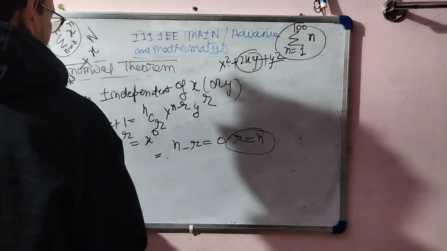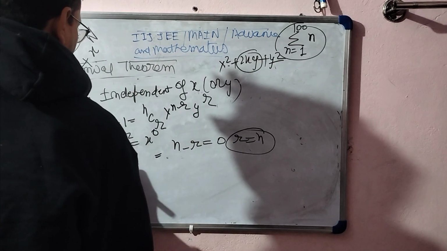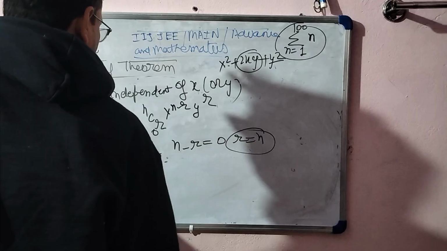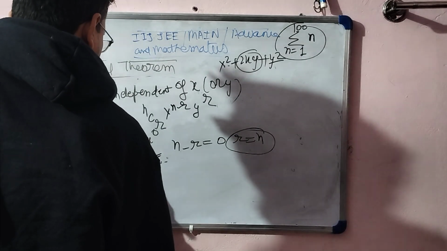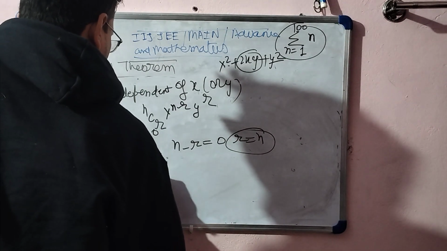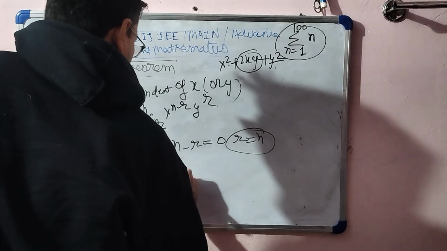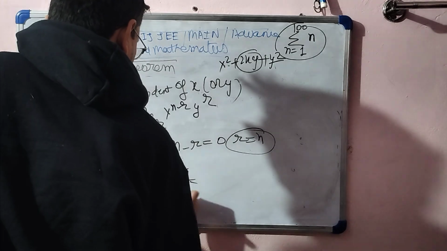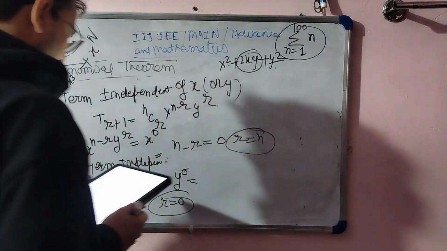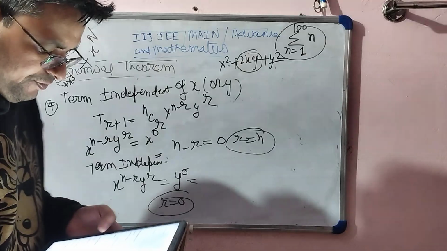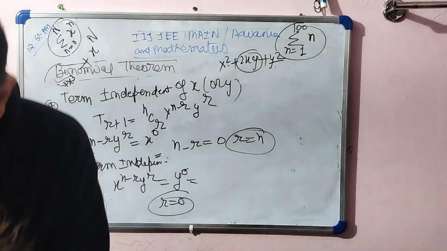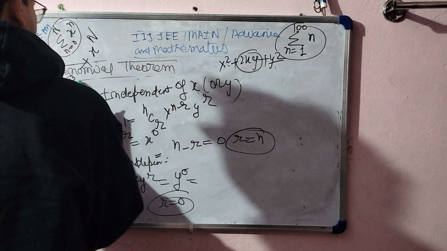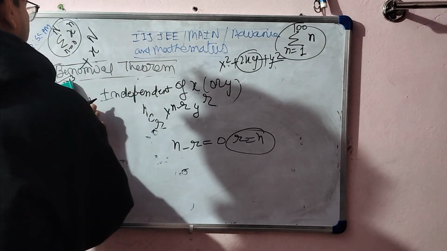Then the term independent of y. We can say x to the power n minus r, y to the power r, y to the power 0, then r equals 0. This is the point. Then there is an example of that. What is that example?